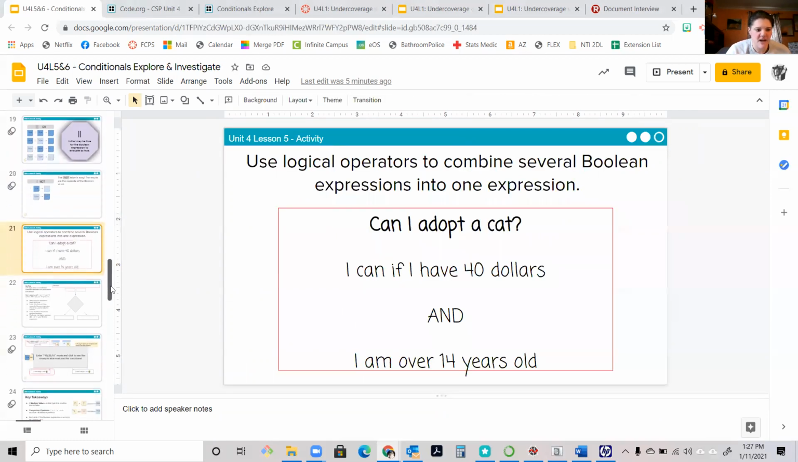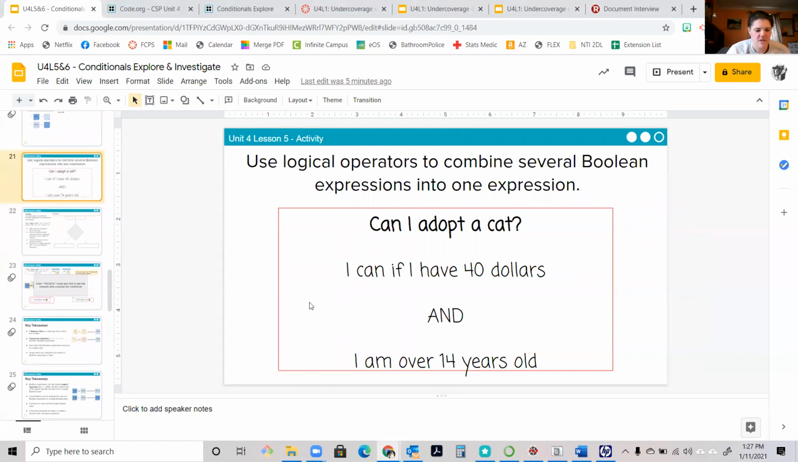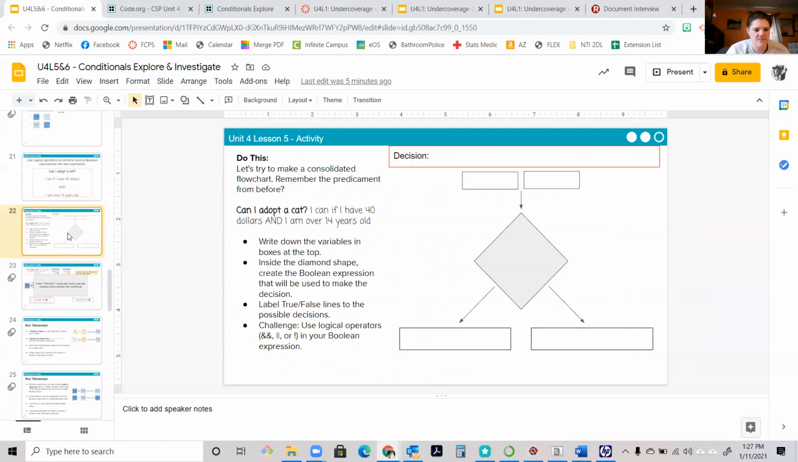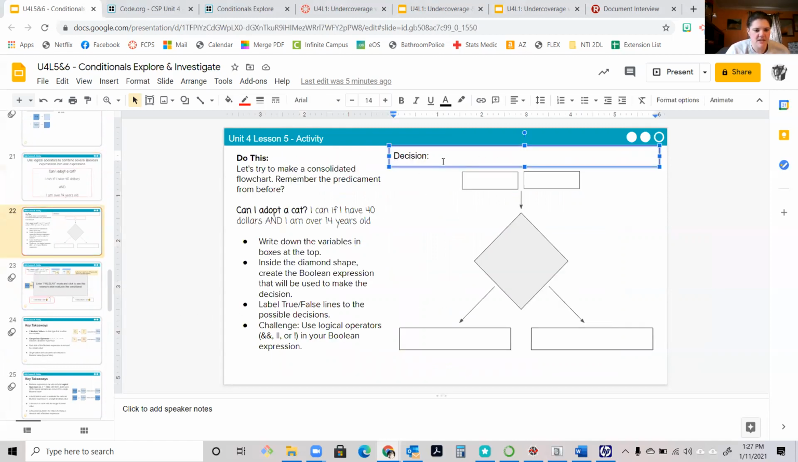So let's try to simplify our cat adoption procedure. We can adopt a cat if we have $40 and we are over 14. So our decision up here is to adopt a cat. We have two variables going in. Then you are going to write yourself an expression inside the diamond using a logical operator. So you are making it simpler than last time. And then if your logical operator Boolean evaluates to true, what happens? If it evaluates to false, what happens? So go ahead and pause the video here and fill this out.